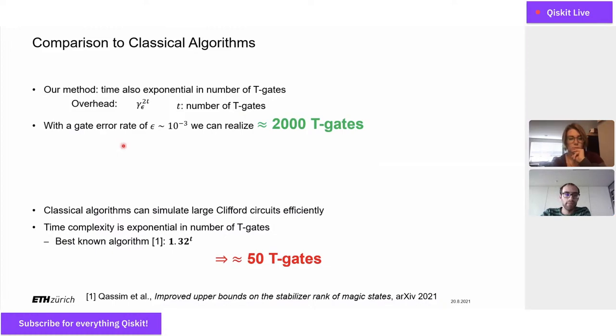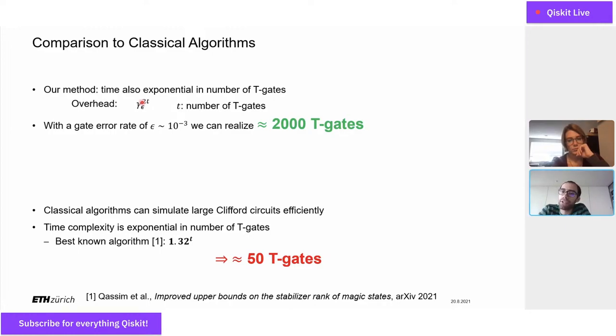I'd like to compare our method to something a little bit different, and that is classical simulation methods. Because when you look at the overhead of our technique, it's a sampling overhead which scales exponentially in the number of T gates. This is inherently because we are doing the quasi-probability method. While in the original quasi-probability method we had a cost that is exponential in the circuit size, now we have a cost that's exponential in the number of T gates.